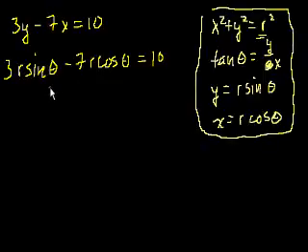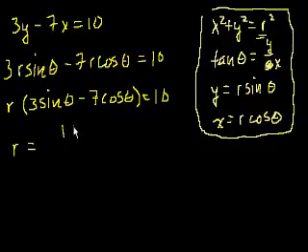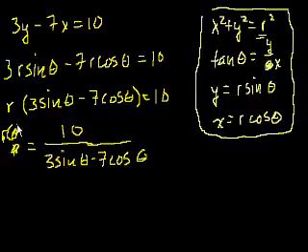Let's see if we can simplify this or write it explicitly in terms of theta. So we could factor out an r. So you get r times 3 sine theta minus 7 cosine theta, right? We just factored out an r, is equal to 10. And now divide both sides by this big expression, and you're left with r is equal to 10 divided by 3 sine of theta minus 7 cosine of theta. And we could also say r is a function of theta. We could write r of theta, right? I just felt like doing that so you can see that the function notation even works in polar coordinates.